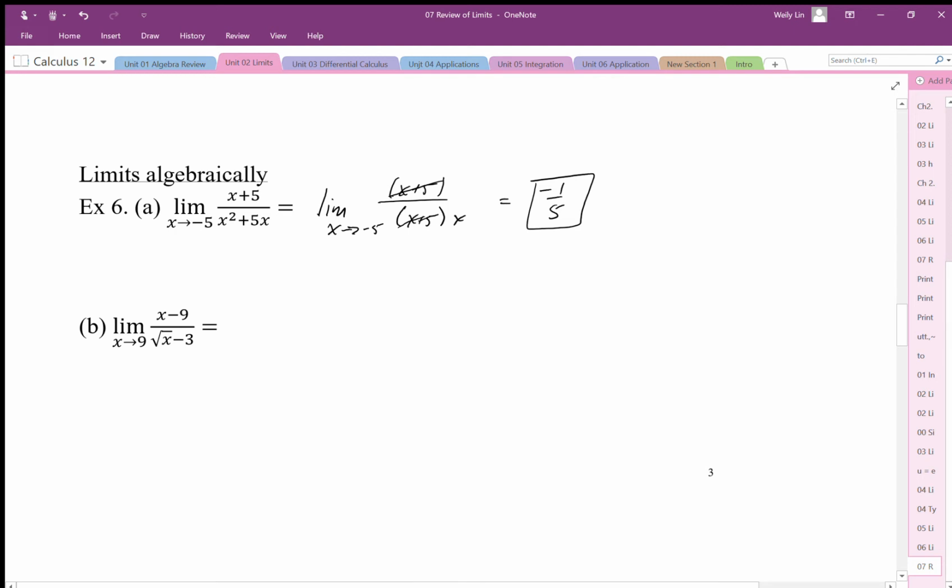So this one here again, we can just plug in and we see we get 0 over square root 9, which is 3, minus 3, which is 0. So again, we have a bit of a problem here. So we have to think, how can we rearrange this algebraically?